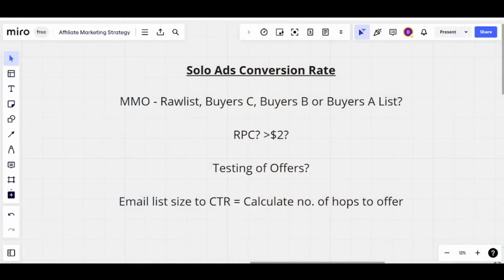Now, first and foremost, when it comes to Solo Ads conversion, if you're talking about the Make Money Online niche, let's not talk about other niches for now. For the Make Money Online niche, you have to first ask yourself, are you referring to the raw list conversion rate, the buyers list C, buyers list B, or the buyers list A conversion rate?